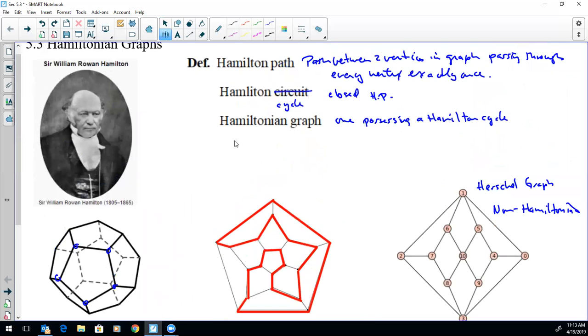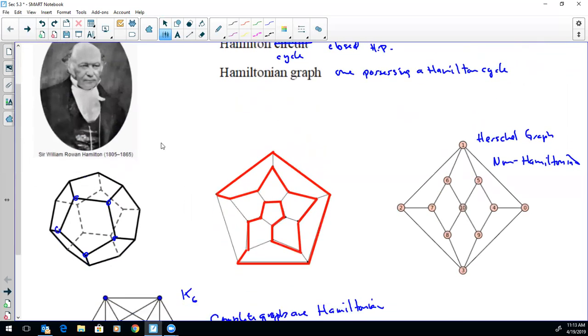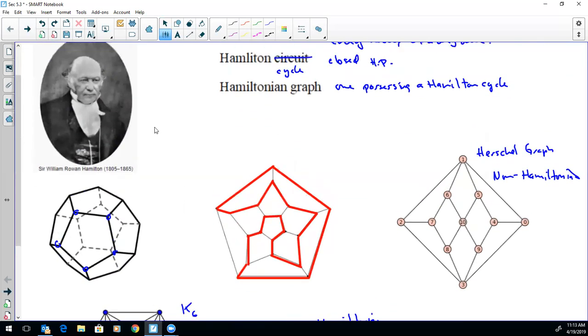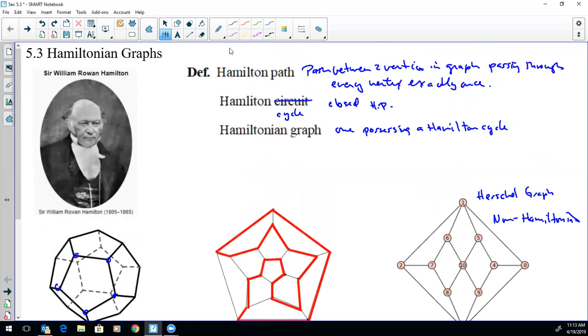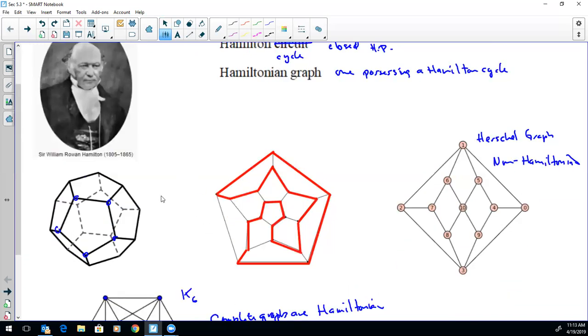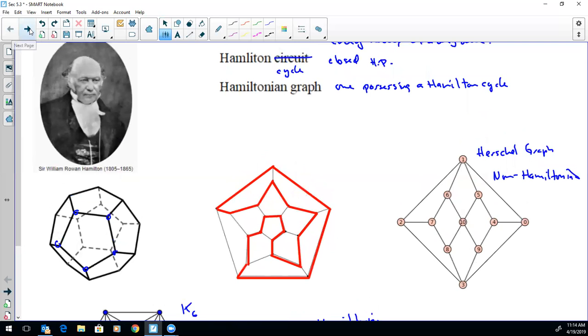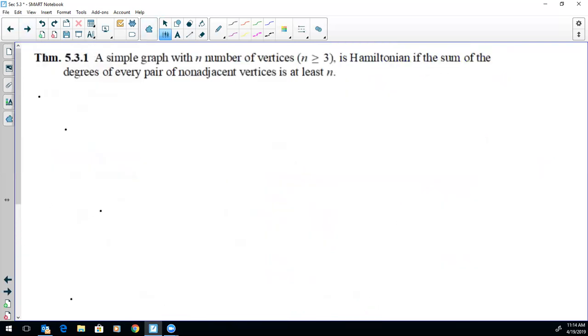So let's talk about when we have one. At first glance, this seems very much like the Euler problem. The Euler problem was to come up with a path where you go over every edge exactly once, and this one we want to go through every vertex exactly once. So it would seem that they are very similar problems, but they're not. Here is a theorem we're going to take a look at. First off, this is not an if and only if theorem.